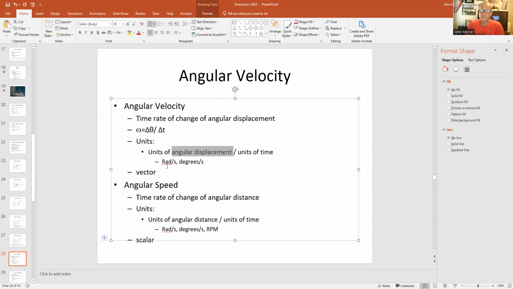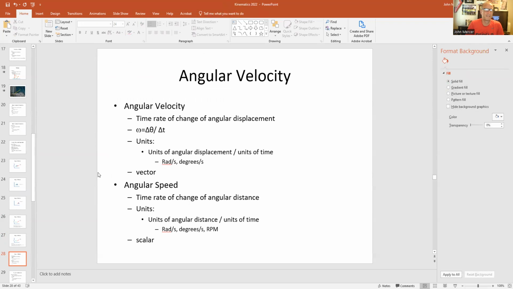Angular velocity is a vector, has magnitude and direction, and that direction is going to be the positive or negative sign in our math calculation. Angular speed is the time rate of change of angular distance. We don't have to deal with direction. We're dealing with magnitude only. The units are the exact same units as angular velocity: radians per second, degrees per second, revolutions per minute. Any units of angular distance over any units of time. Angular speed is a scalar. It's represented by magnitude only.